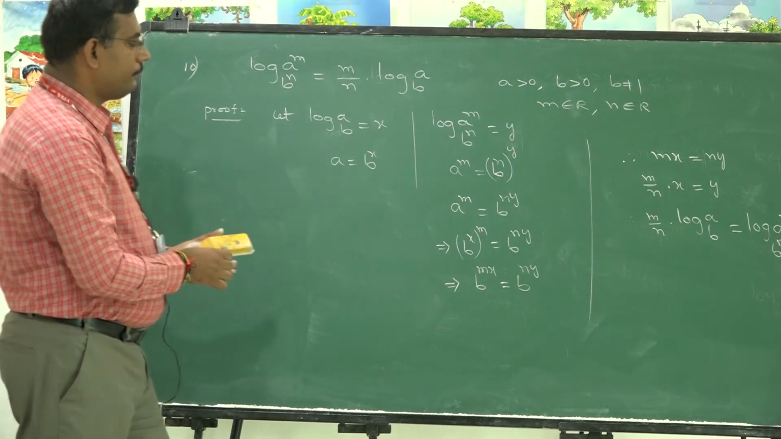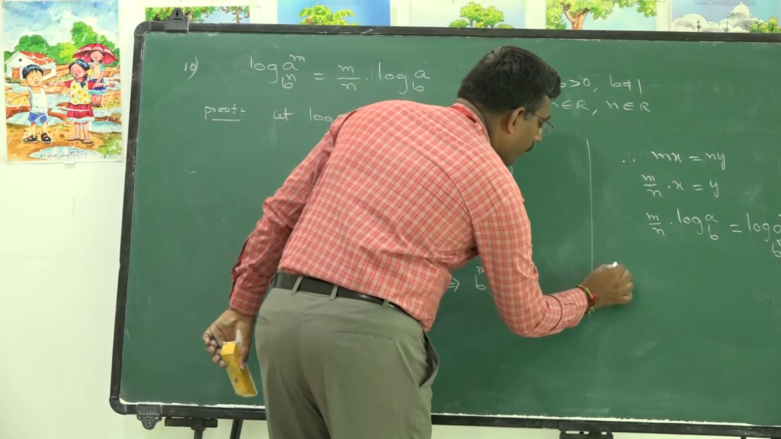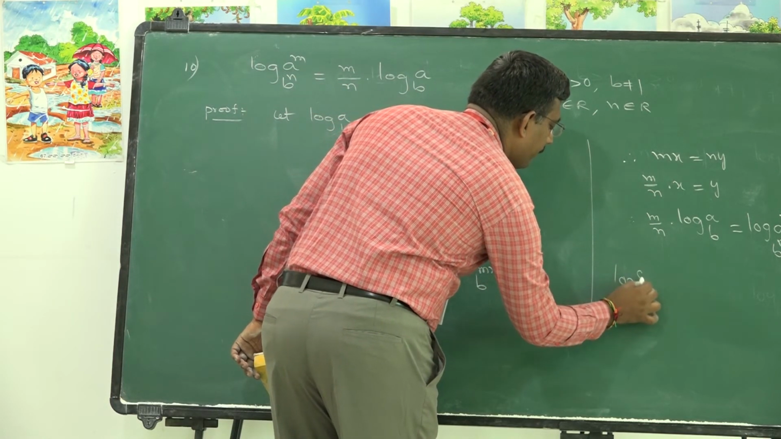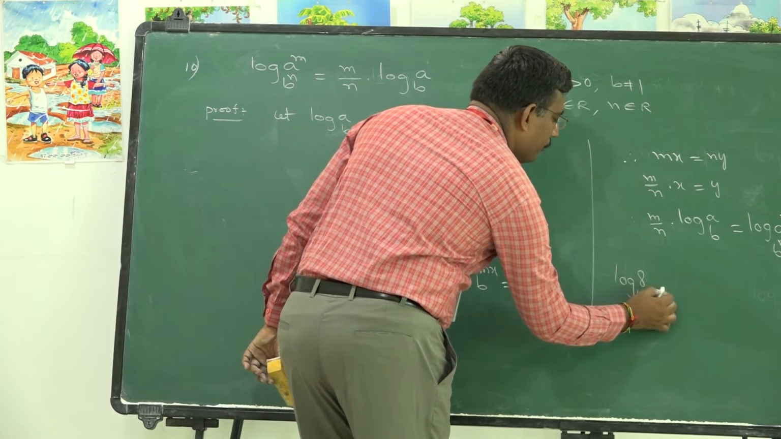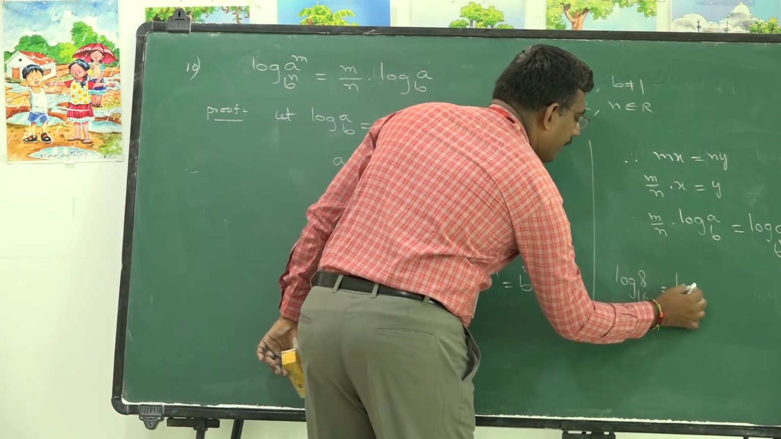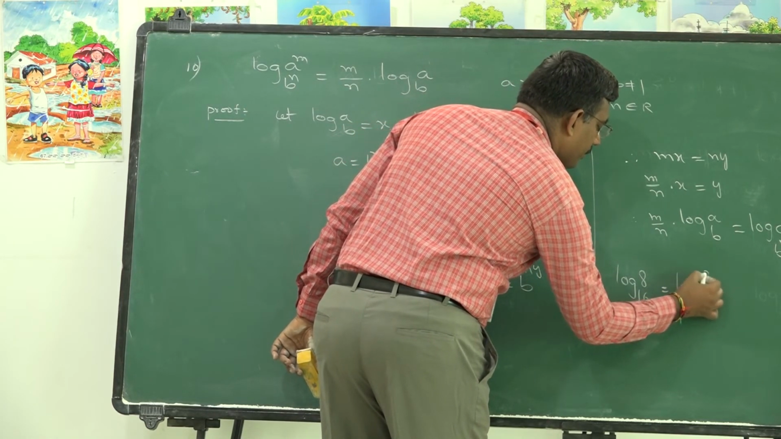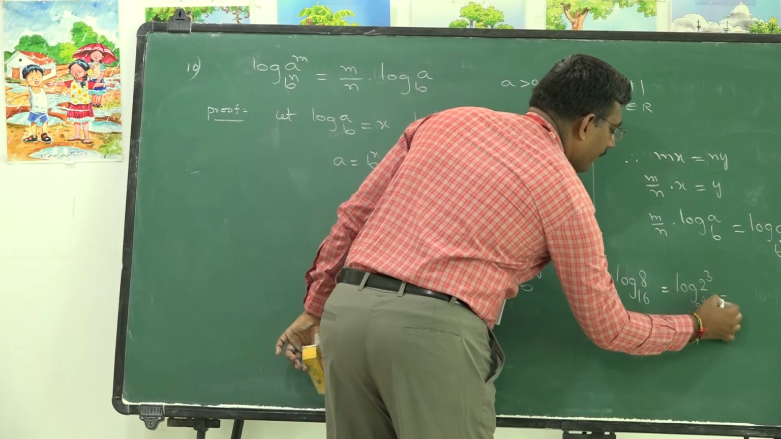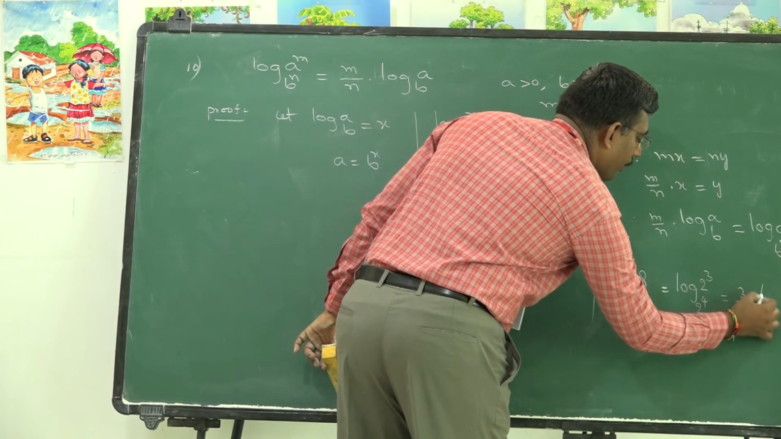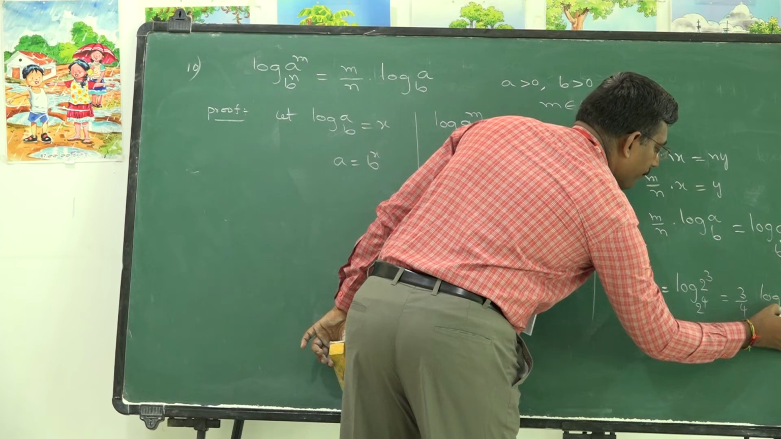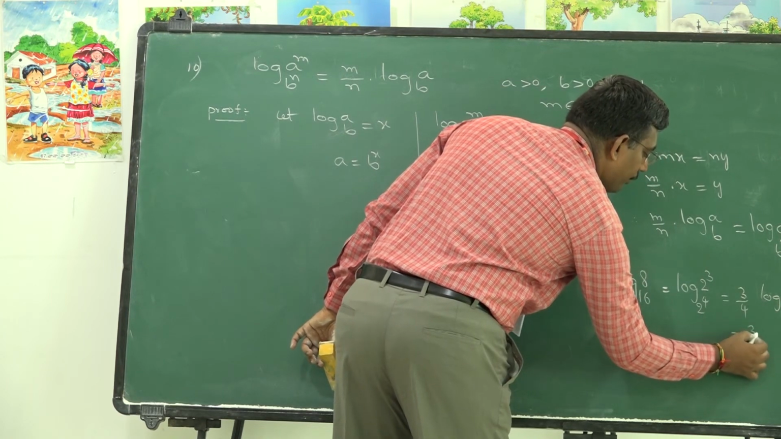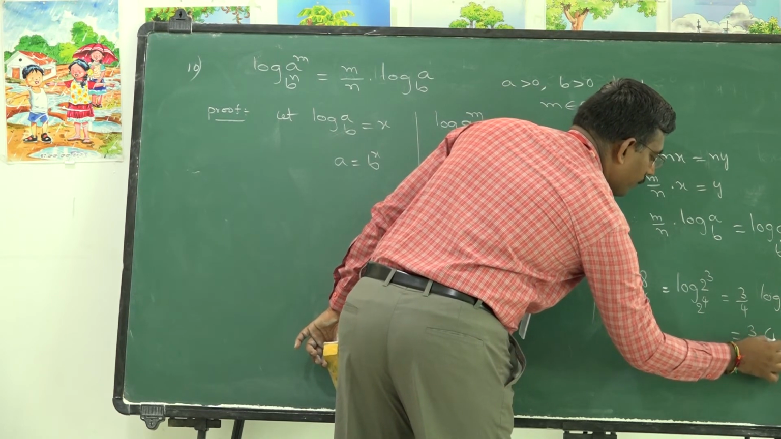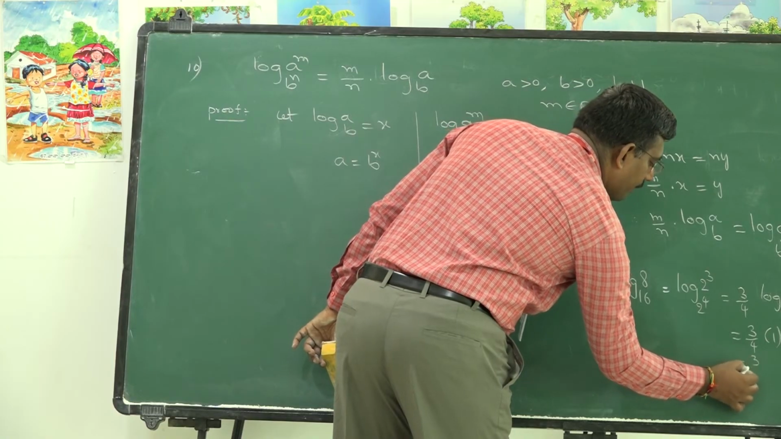For example, log 8 base 16 is equal to, we write 8 as 2 power 3, 16 as 2 power 4, that is equal to 3 by 4 into log 2 base 2. Log 2 base 2 value is 1. So 3 by 4 into 1, 3 by 4.